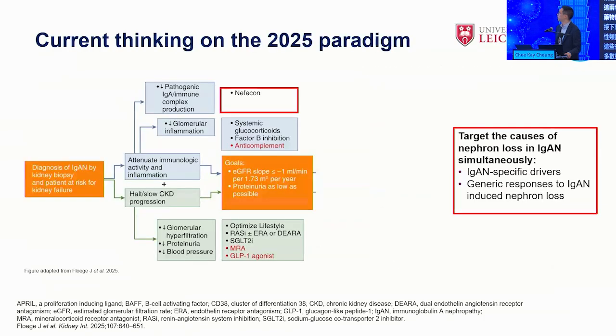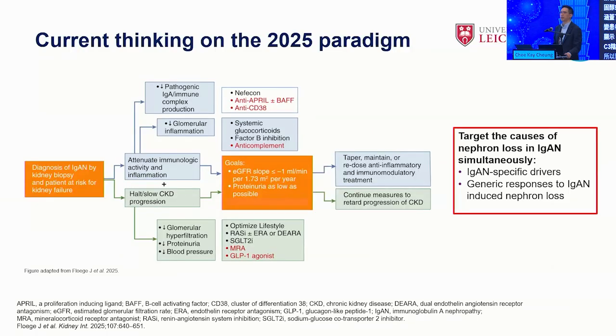And Jon as well has covered the B-cell therapies, the very exciting therapies here, anti-APRIL, anti-BAFF-APRIL, and anti-CD38, which can target that pathogenic IgA. Finally, the big question, I think, is how long do we need to continue these treatments for? Can we taper them? Do we have to maintain them? Do we do cyclical dosing?